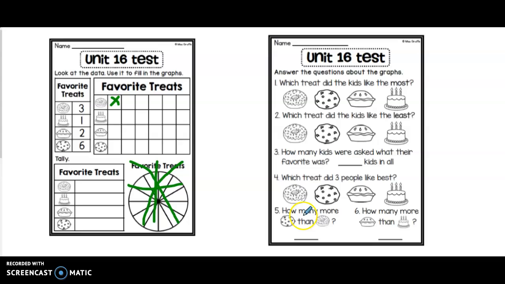And remember, for these ones, you take the bigger number and subtract the smaller number, or you can use your graph to count how many to make them equal. It's totally up to you.